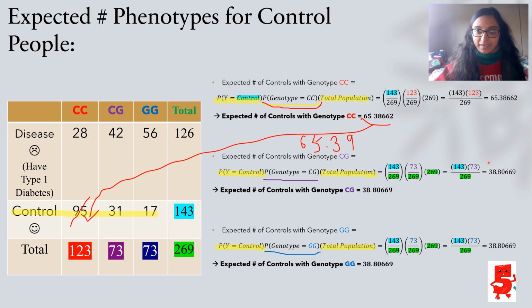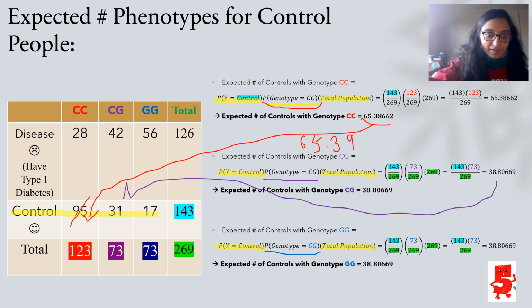So here we have 38. This value here would represent what we would have in place here. So we actually would expect higher than we are having. We would expect to have 38. So we actually have a lower number of controls in this group than expected if there was no association between control and CG in the genotype. So that could be some flags as well.